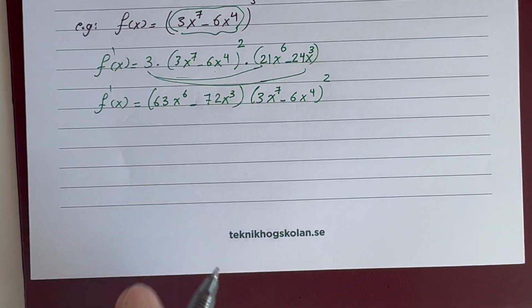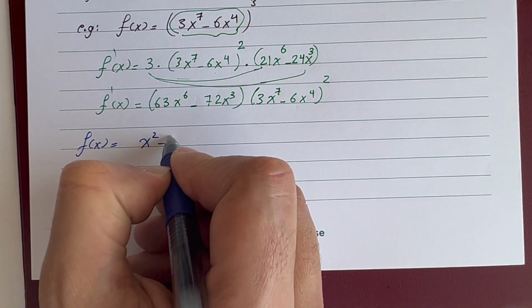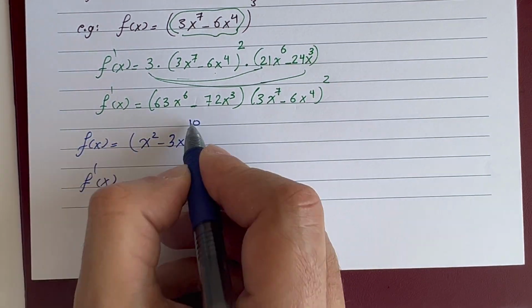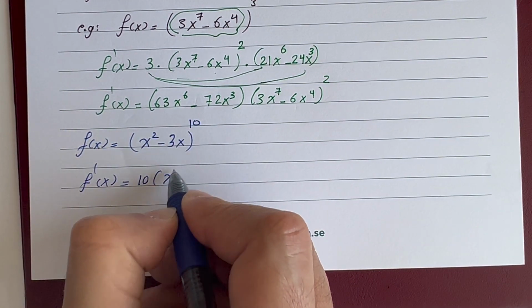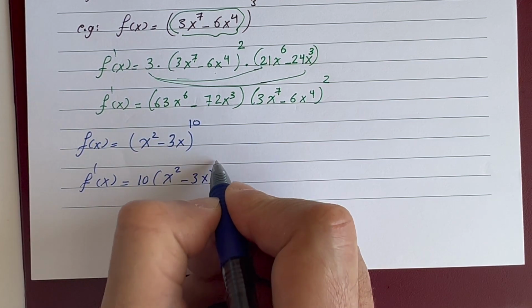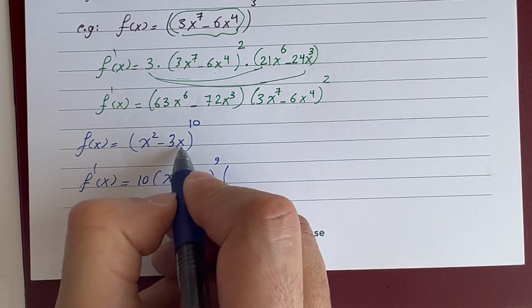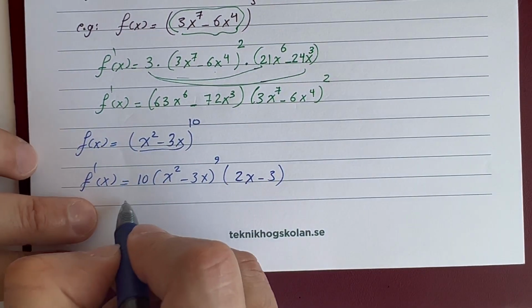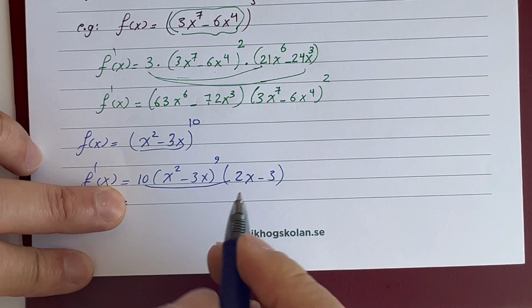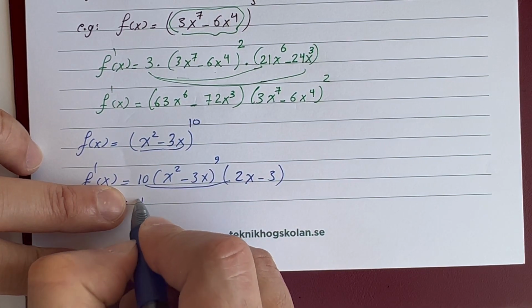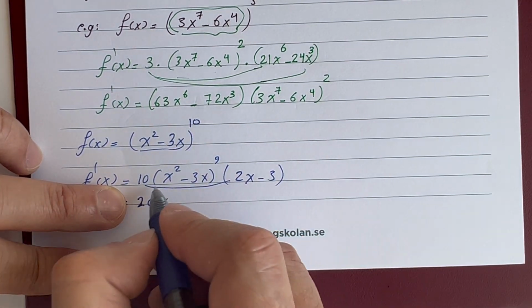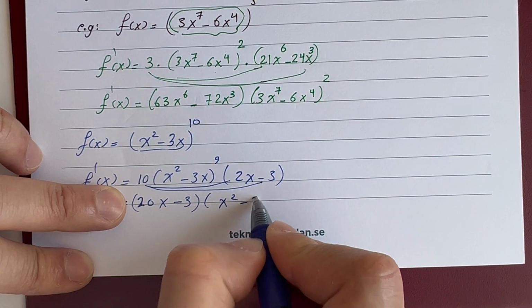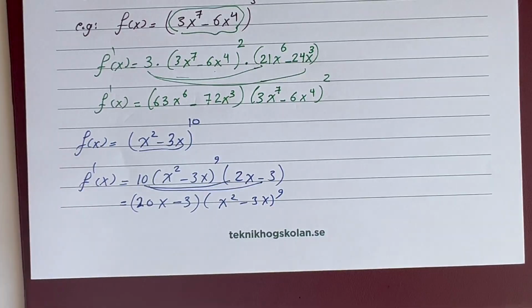One more question. f(x) equals x to the power 2 minus 3x, to the power 10. What will the derivative look like? We drop the number 10 down and we write the expression as it is, and the power will be 9. Then times what is inside, 2x minus 3. That is all. If you want to go further, 10 times 2x is 20x, 10 times negative 3 is minus 30, times x squared minus 3x to the power 9.